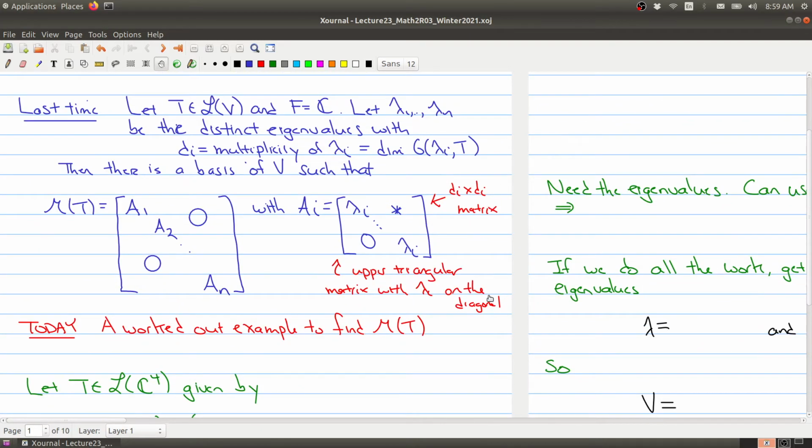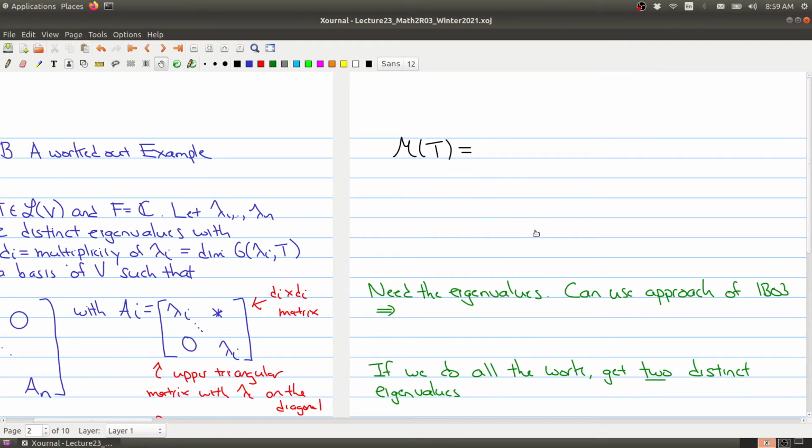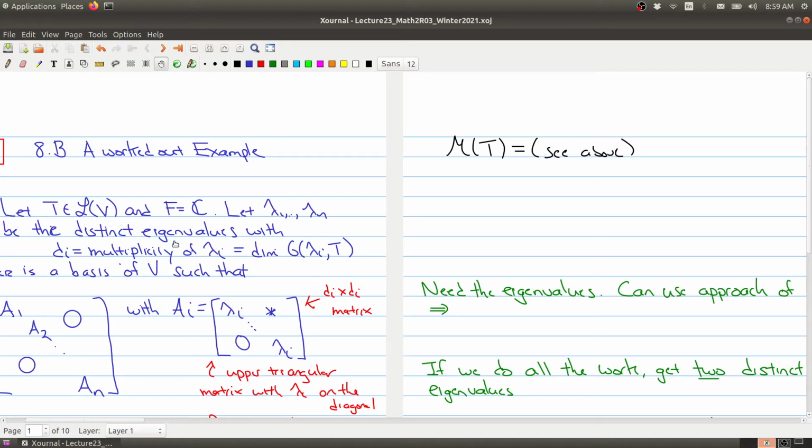Oh, it looks like I had left myself room to write the matrix here. That was poor planning on my part. So the next thing we need to do in order to use this theorem is find the eigenvalues and compute the multiplicities.